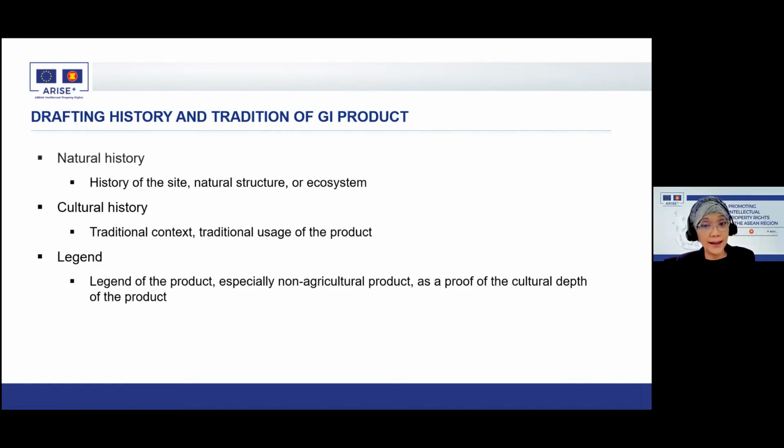We can add the description with legend, but please don't only use legend. It's worth it as additional data to support that the product has deep historical cultural roots in that locality and in the tradition of the local people there. Okay, so the legend can be used as an additional description. The legend of the product, especially non-agricultural product, as a proof of the cultural depth of the product.